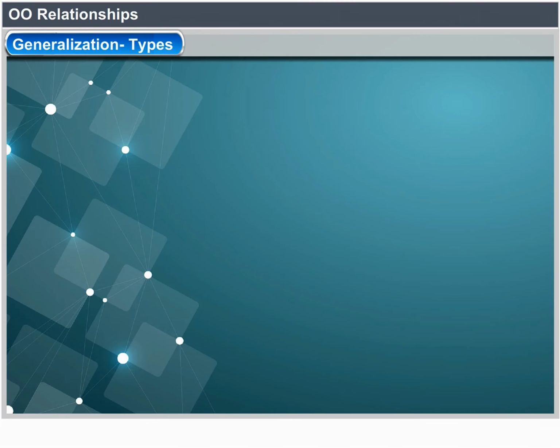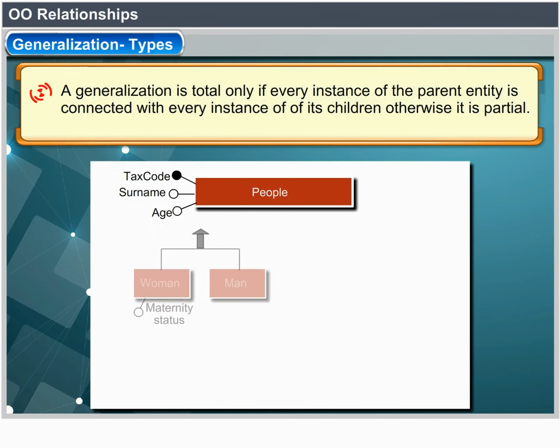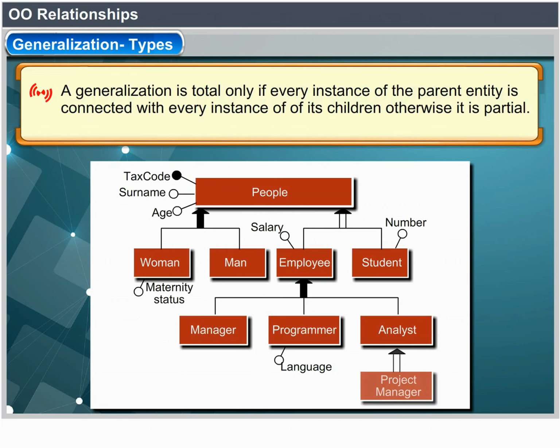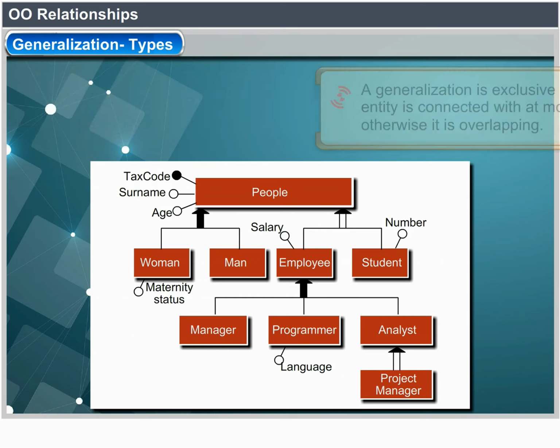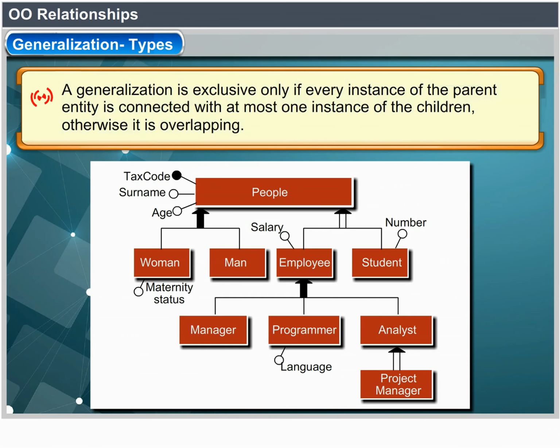Generalization types. A generalization is total if every instance of the parent entity is also an instance of one of its children, otherwise it is partial. A generalization is exclusive if every instance of the parent entity is at most an instance of one of the children, otherwise it is overlapping.